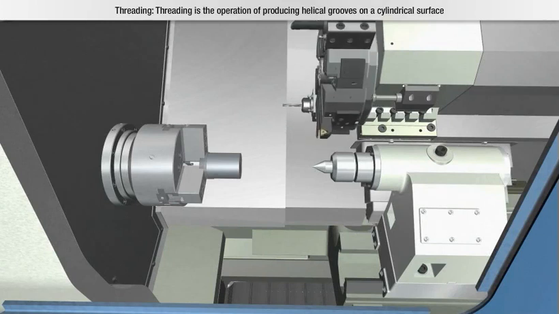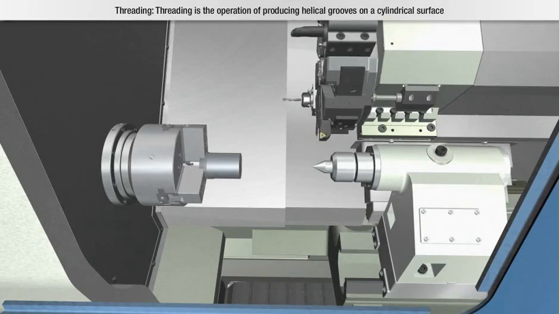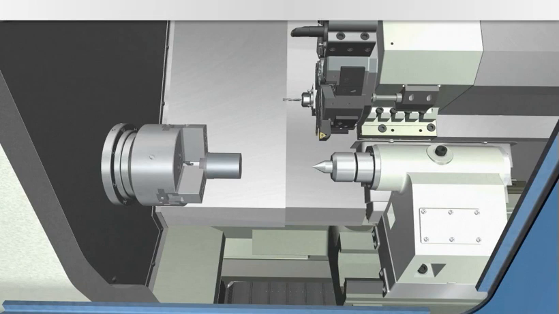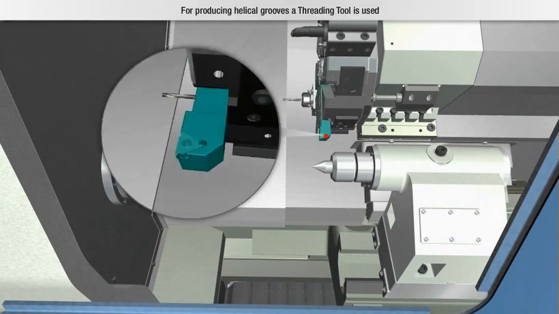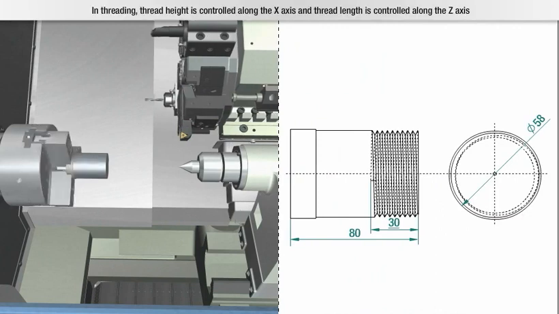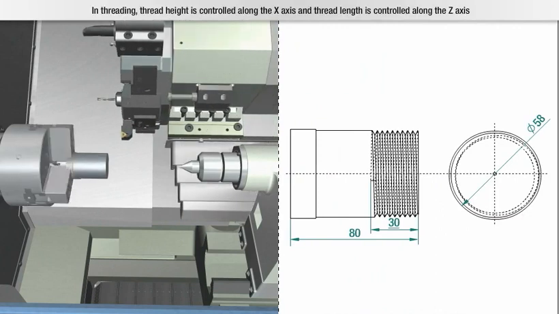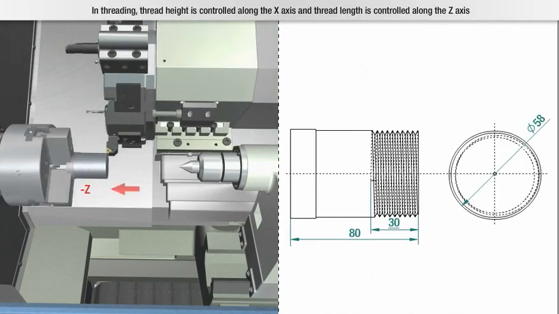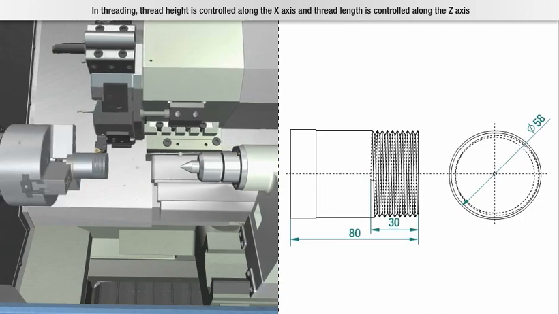Threading. Threading is the operation of producing helical grooves on a cylindrical surface. For producing helical grooves, a threading tool is used. In threading, thread height is controlled along the x-axis, and thread length is controlled along the z-axis.